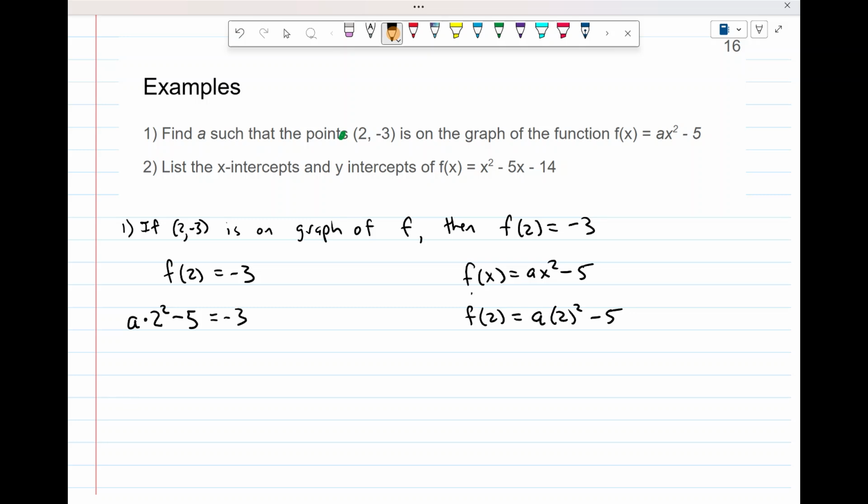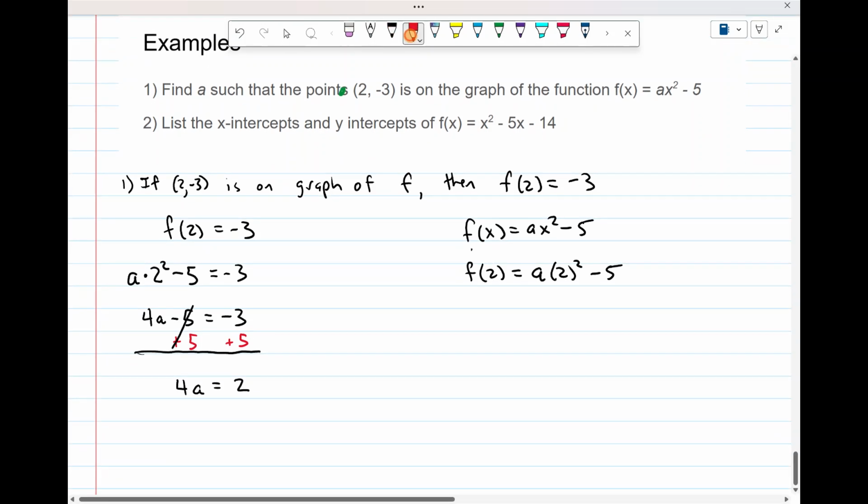I'm going to clean up this left-hand side. I'm going to simplify it. 2 squared is equal to 4, and I get 4 times a minus 5 is equal to negative 3. And now I'm just going to solve for a. So I'm going to get rid of the 4 and the negative 5. First, I get rid of the negative 5 by adding 5 to both sides of my equal sign. I get 4a equals positive 2.